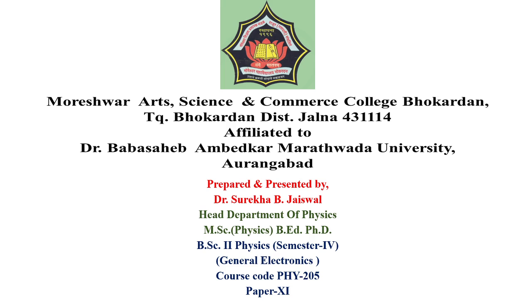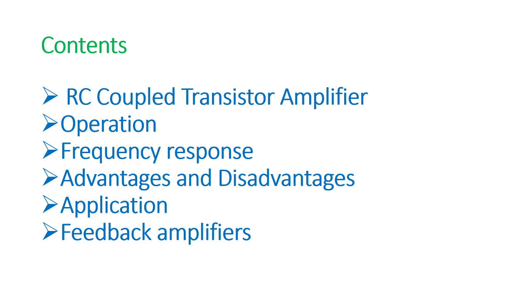Today we will see General Electronics, course code PHY 205, semester 4, paper number 11. Today's contents are RC coupled transistor amplifier, operation and frequency response, advantages and disadvantages, application and feedback amplifiers.